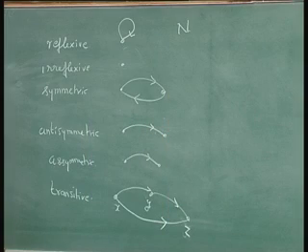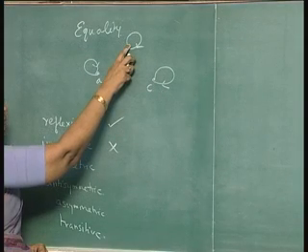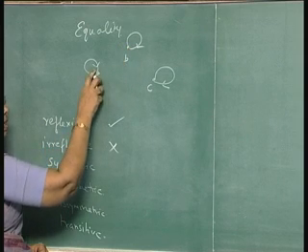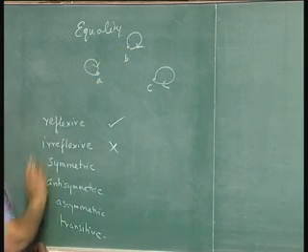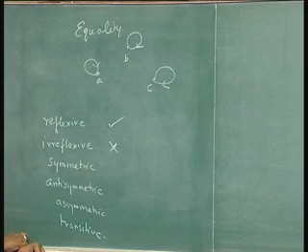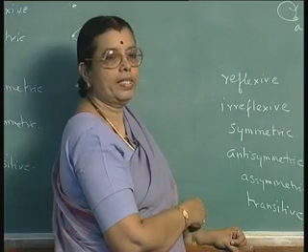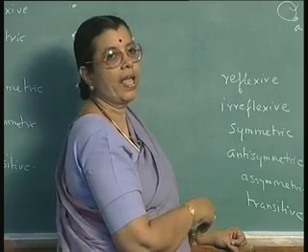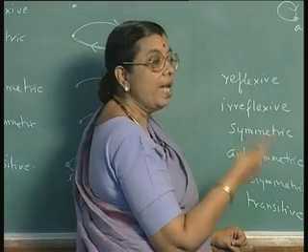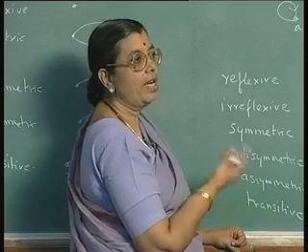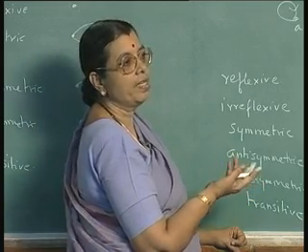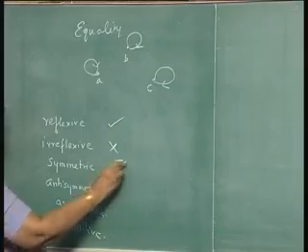So, that is possible. Is it a symmetric relation? If A is related to B, then B should be related to A. That is the symmetric definition. But if there are no arcs between any two nodes, that is okay. Still it will be a symmetric relation. If A is not related to B for different A's, that is okay. So, this is symmetric.